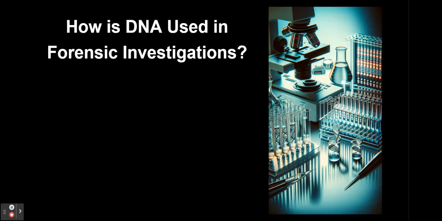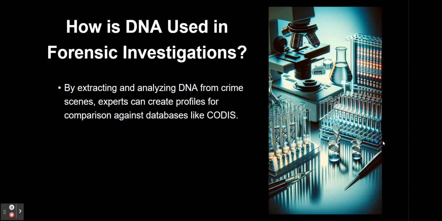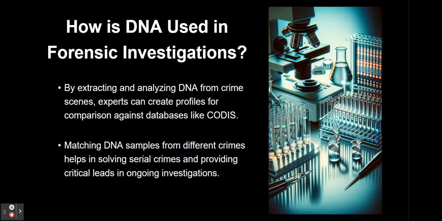So I mentioned that biological samples, one of those would be DNA. This DNA gets analyzed in forensic investigations. And this is done by extracting and analyzing DNA from crime scenes. Experts can create profiles for comparison against databases like CODIS. That's the name of the database. And matching DNA samples from different crimes helps in solving serial crimes. When there's one individual that's committing multiple crimes, having those matching DNA samples can help in solving those types of crimes.